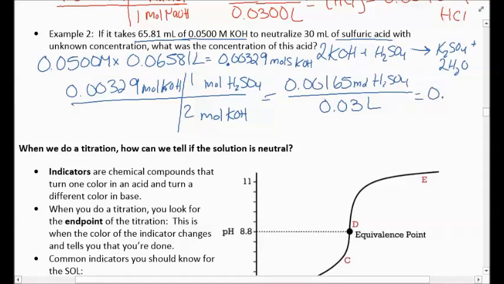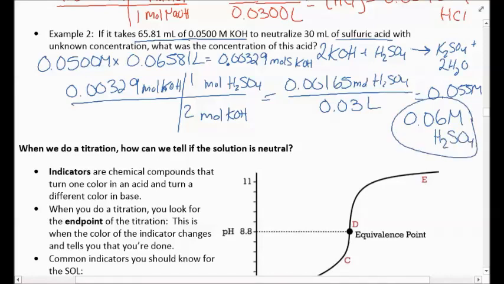My calculator is telling me 0.055 molar, but rounding that to 1 sig fig is going to be 0.06 molar H2SO4. So that would be my final answer. Again, 1 sig fig because the 30 here has only 1 significant figure in it.